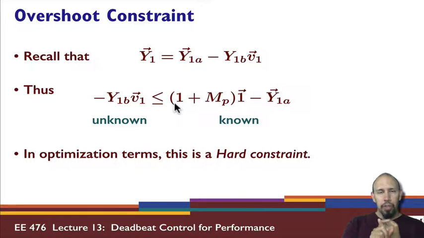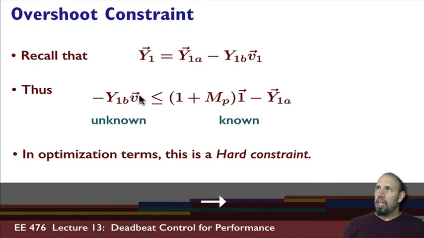That is not affected by the values or the coefficients of v1, only by the degree of v1. So that sets the degree of v1. And now this is a condition on the values or the coefficients of v1. So that's the overshoot constraint.